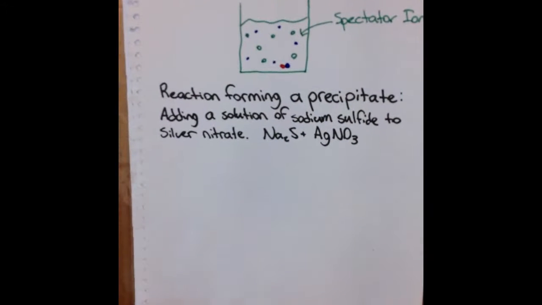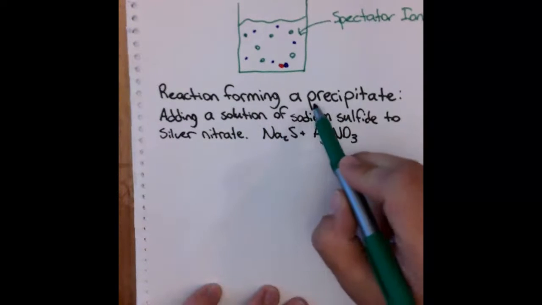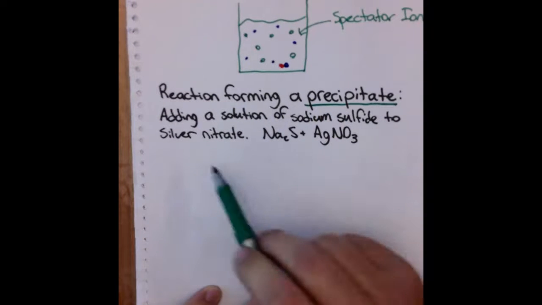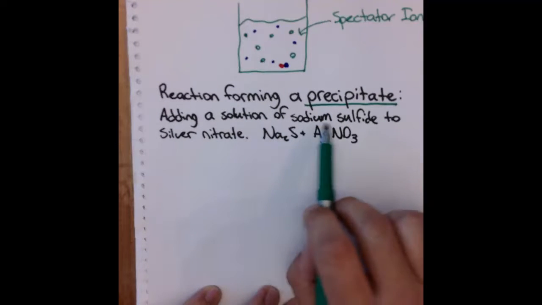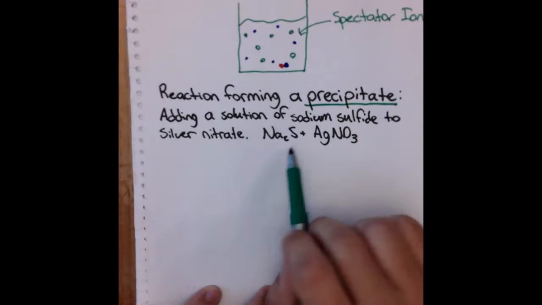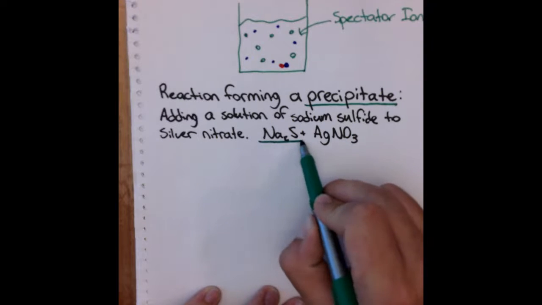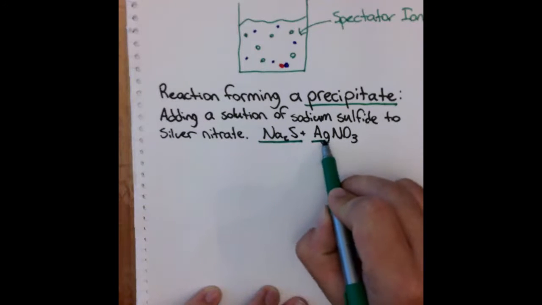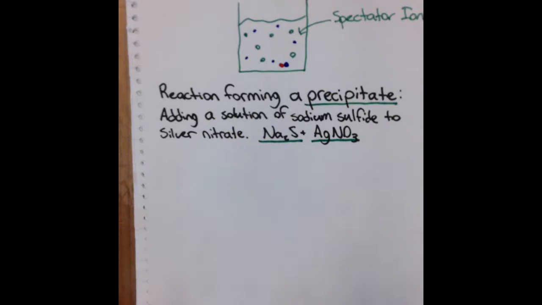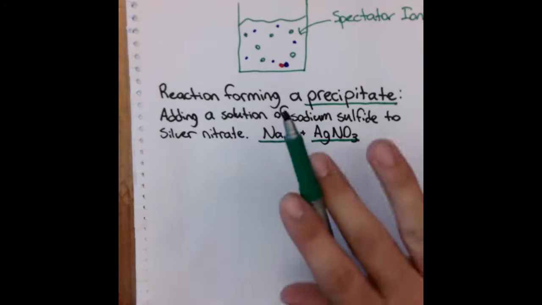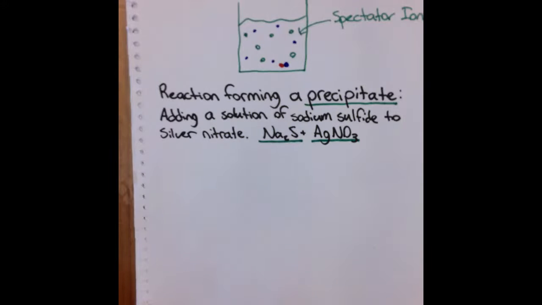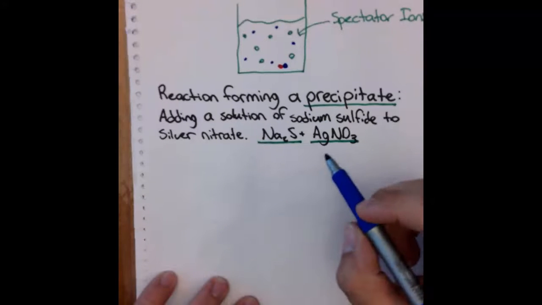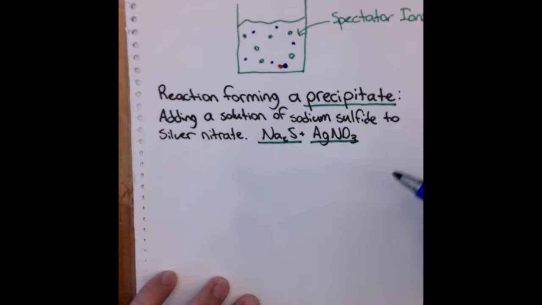So let's look at a sample problem now. Let's say we have a reaction that forms a precipitate, so we know a reaction has occurred, by adding a solution of sodium sulfide to silver nitrate. So sodium sulfide is Na2S and silver nitrate is AgNO3. The very first step that you always want to do is write out a balanced chemical equation. With our balanced chemical equation, we can really easily break things down from there.